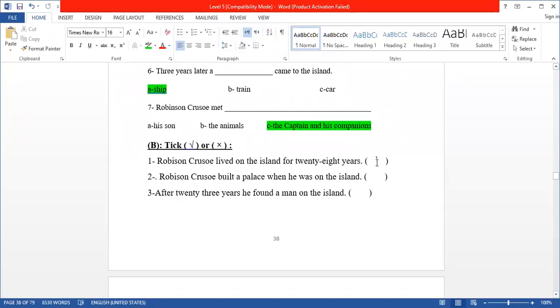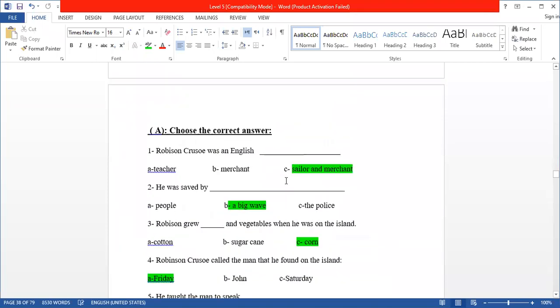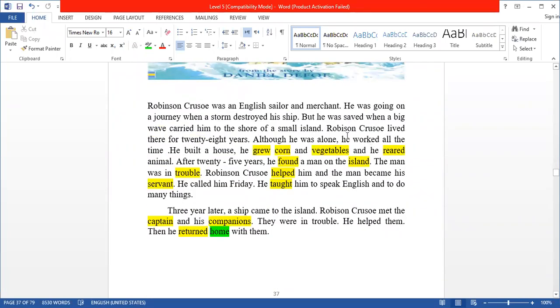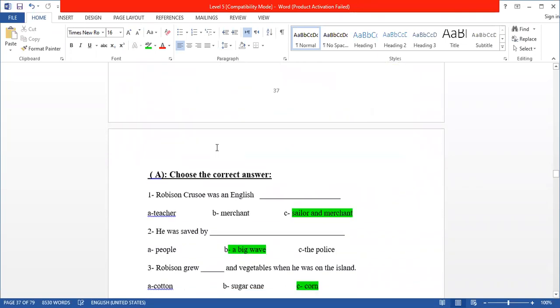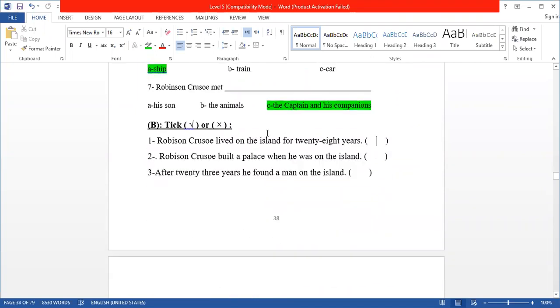False. For 28 years he lived there. How many years? Robinson Crusoe lived there for 28 years. Oh, sorry, my bad. 28 years, that's true. True. Yes.